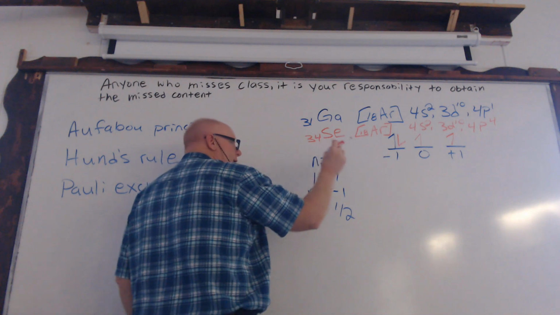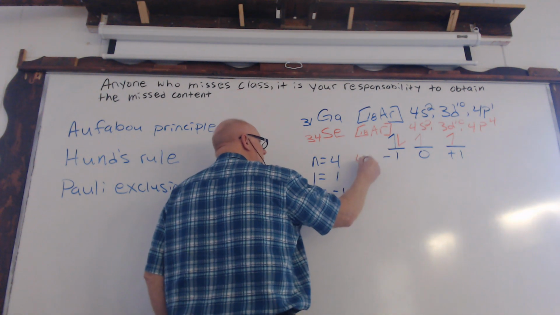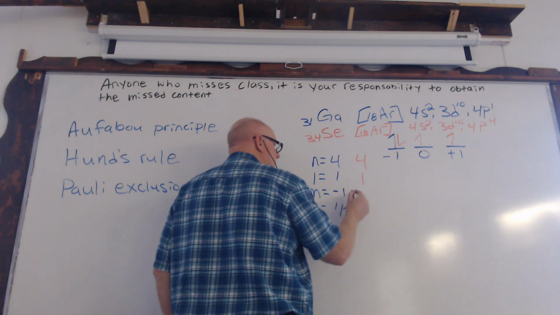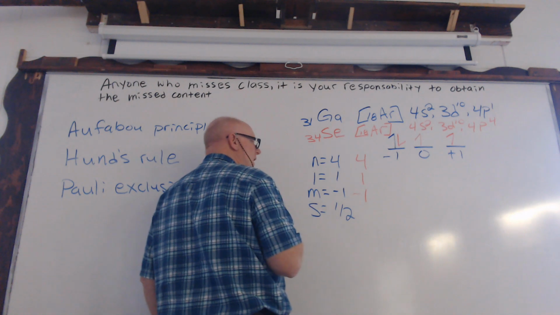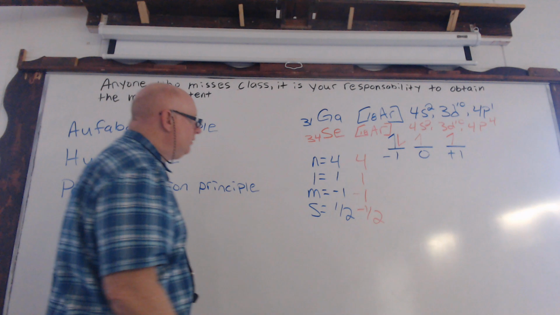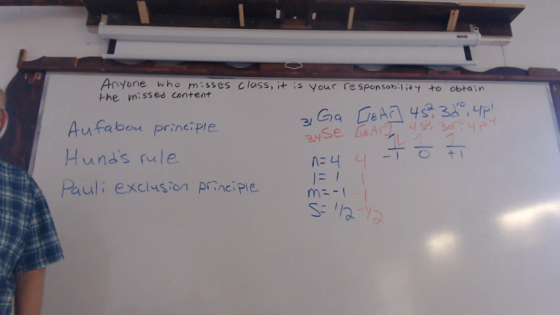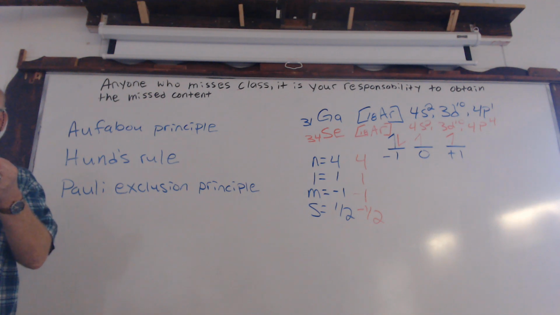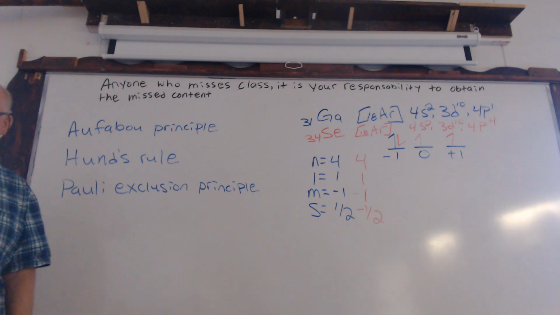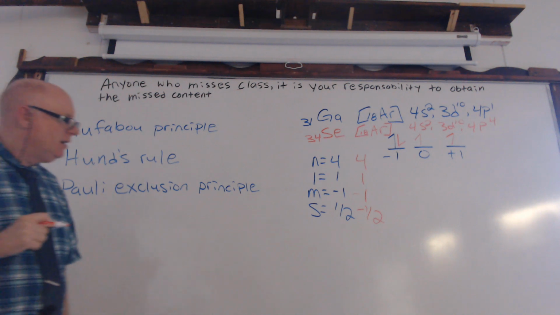Is N still the same? Yeah. Is L the same? Yeah. Is M the same? Yeah. What about S? It's negative 1/2. So that's an example of the Pauli exclusion principle, even though you could put them next to one another. So we just thought, let's pick a little further down the road and do selenium.